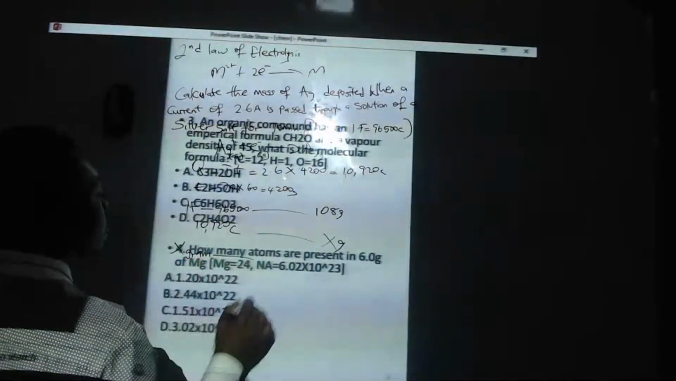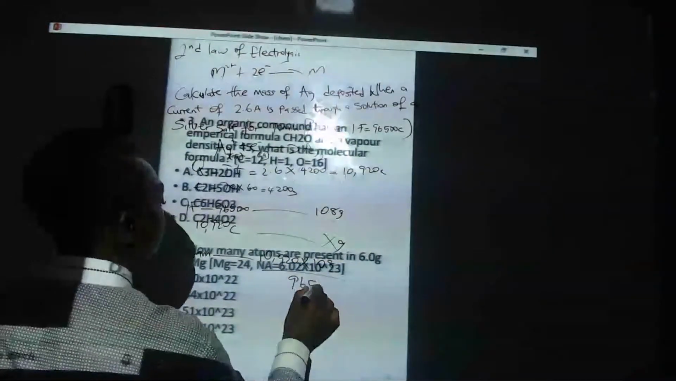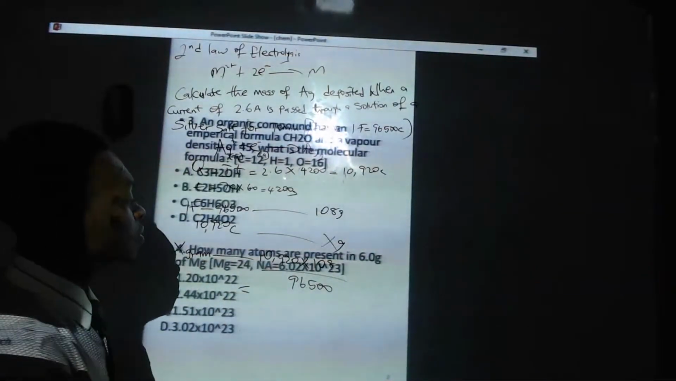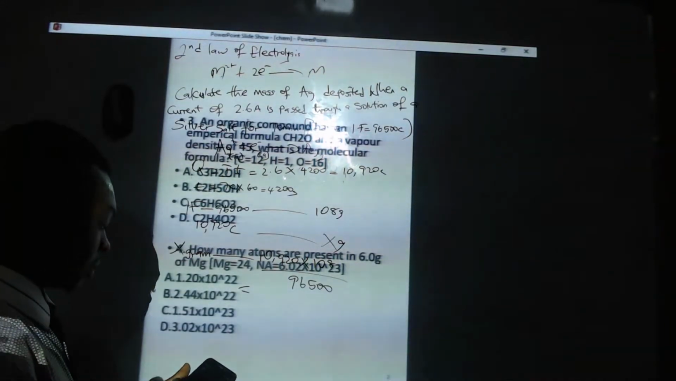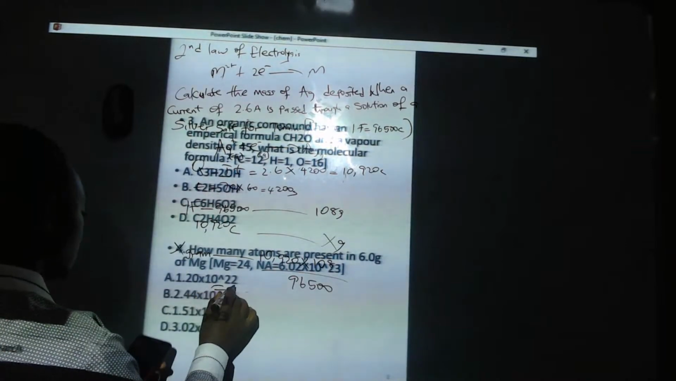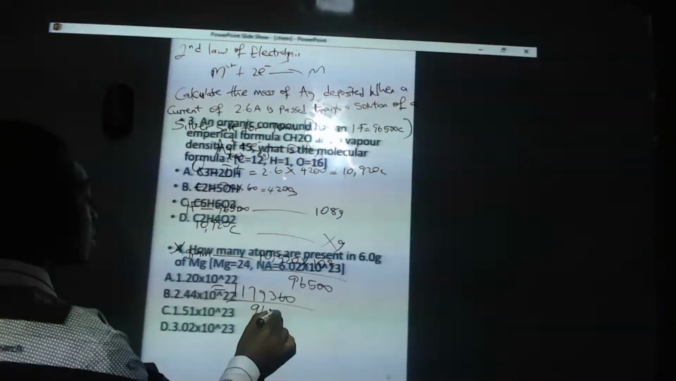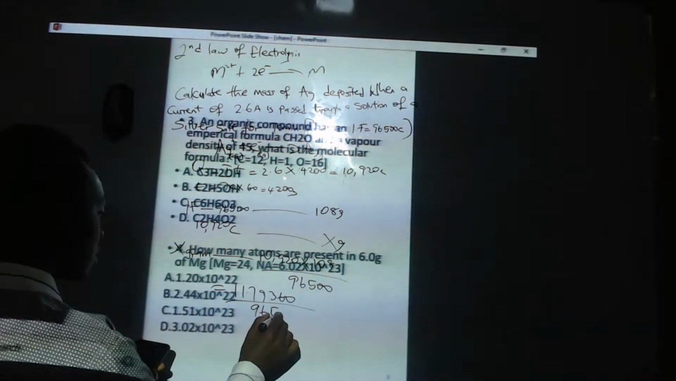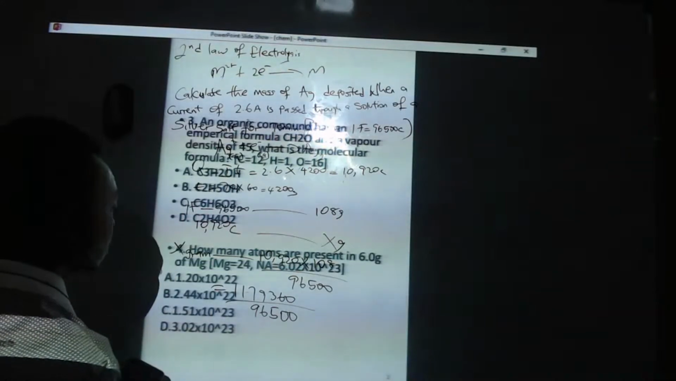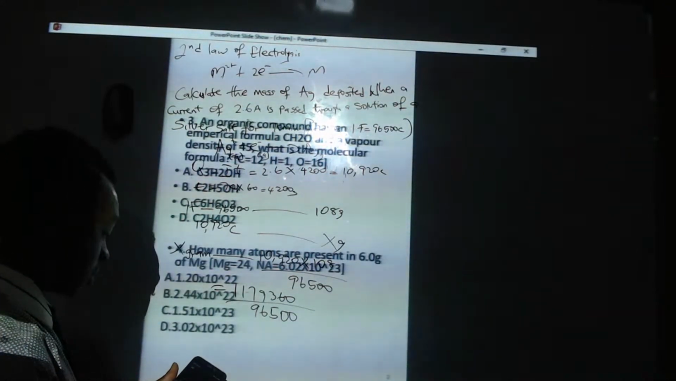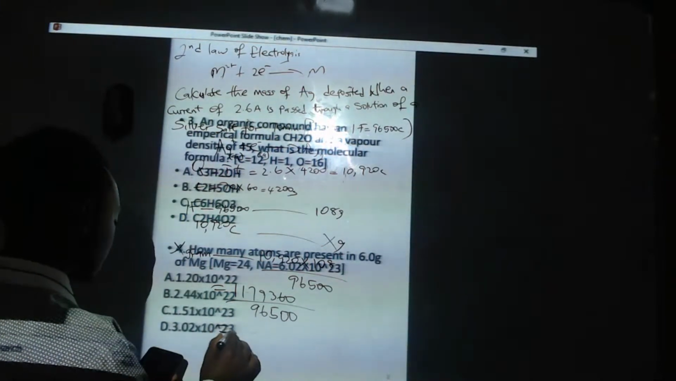You have to find your grams. The mass is 10,920 times 108 all over 96,500. So 10,920 multiplied by 108 gives you 1,179,360 all over 96,500. Now divide 1,179,360 by 96,500.